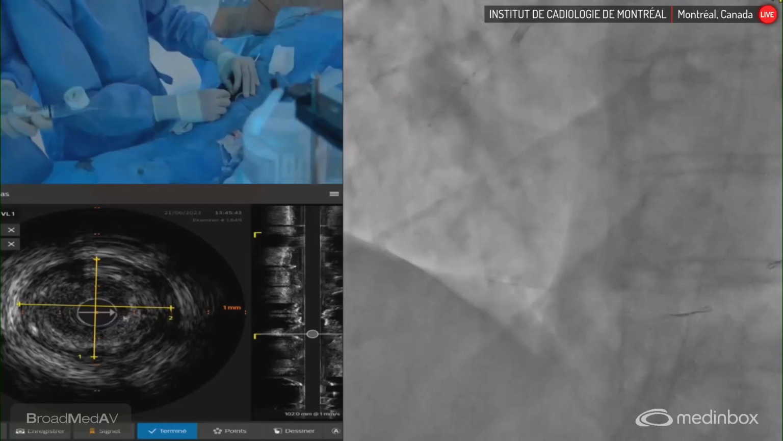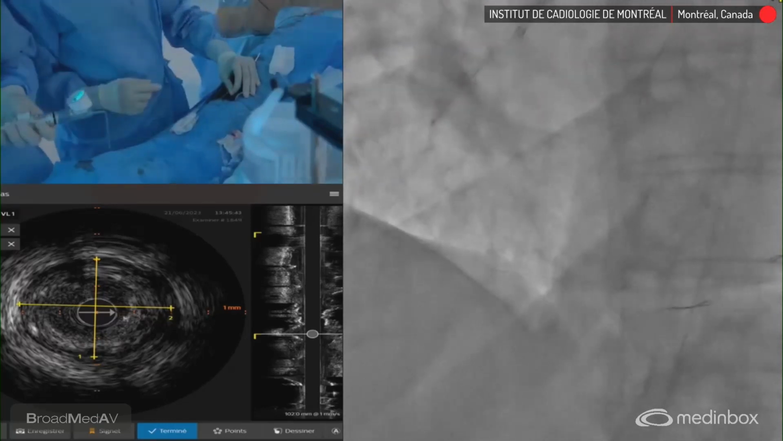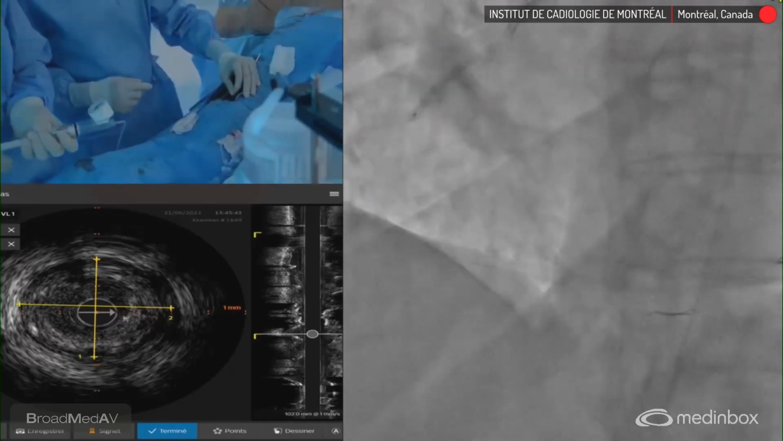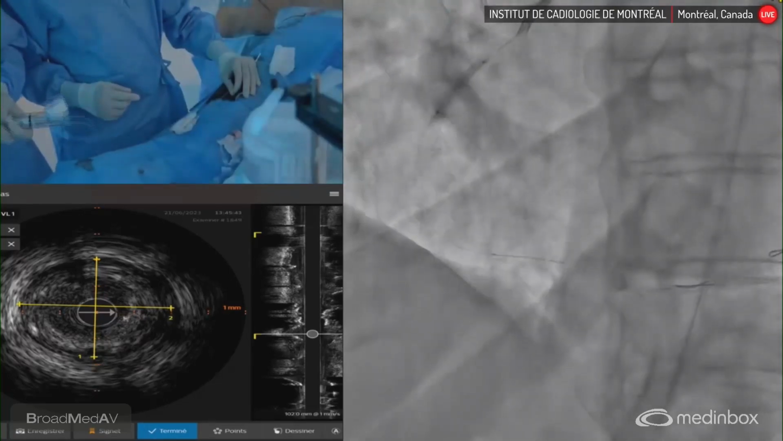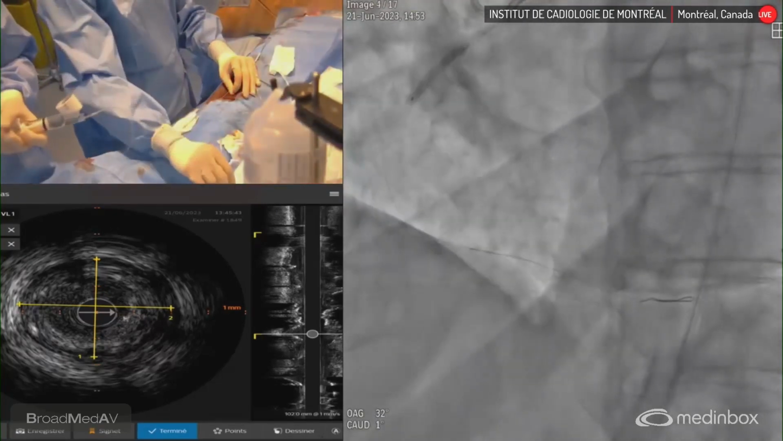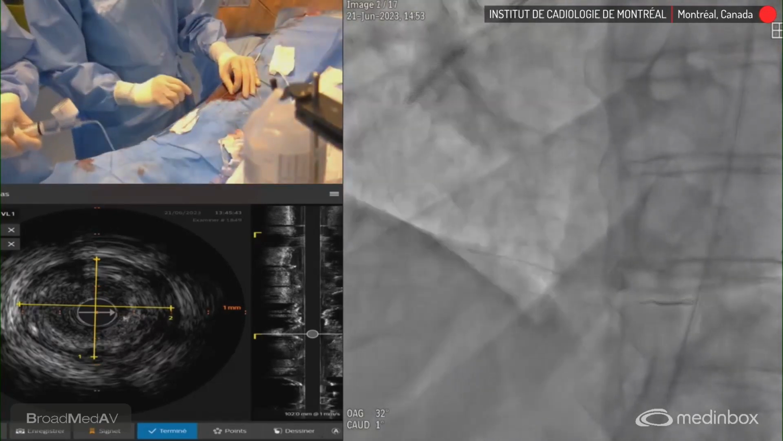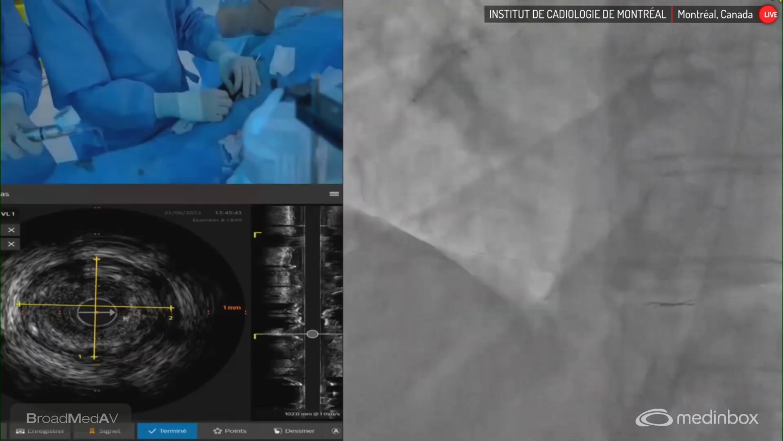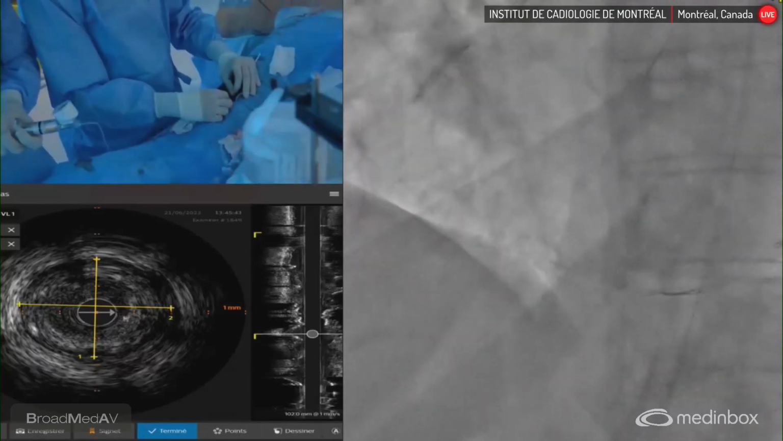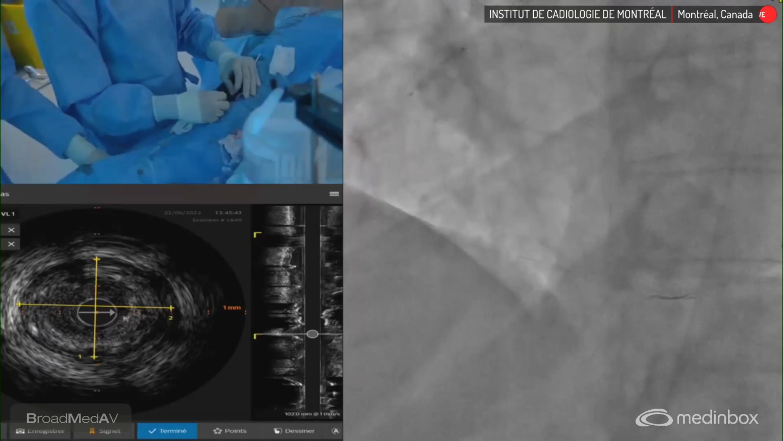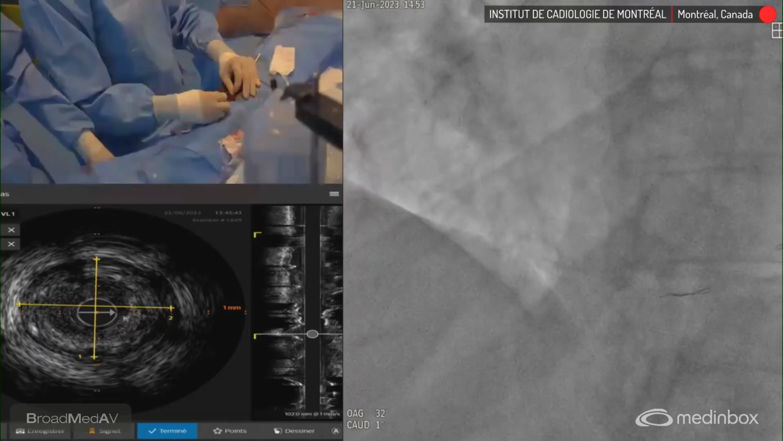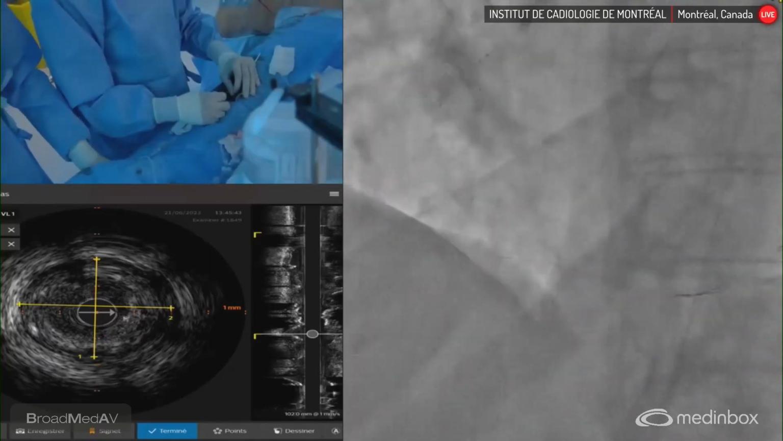But what would have been your choice had we not been able to expand this in terms of calcium modification? Yeah, interesting. Of course, if this would have been the case, we need to go back. I think the calcium was fairly superficial when we look at the IVUS. Of course, the IVUS will not be able to tell you whether it is deep as far as the thickness is concerned, but I think I would have used rotablator.